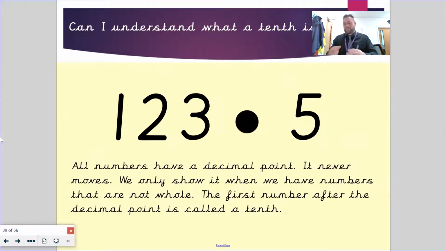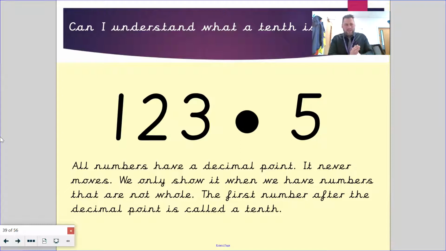So all numbers, this is just to give you an idea of where a tenth is in a number. We're not really going to be looking at decimal points at the moment, but I thought it would be good for you guys to understand that every single number that we use has a decimal point. However, we only show numbers after a decimal point, and we only show the decimal point if our number is not whole. Okay, so for example, the number 7 is a whole number. We don't write 7.000. There's no point. It's a whole number. We just put 7.